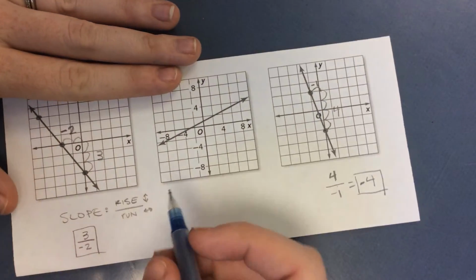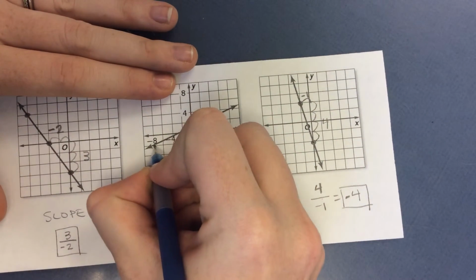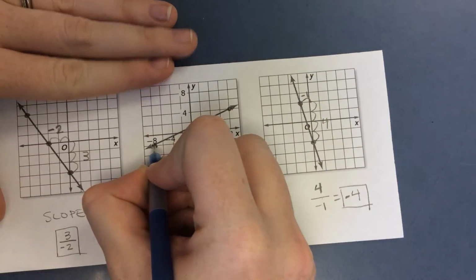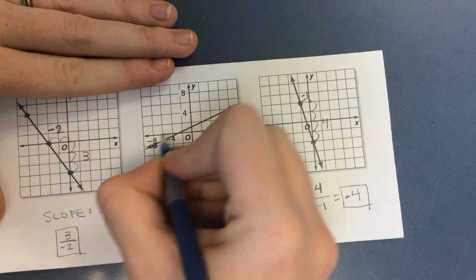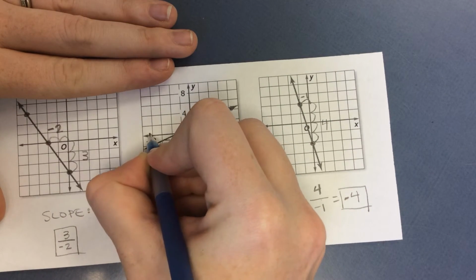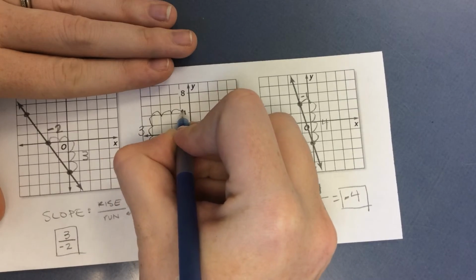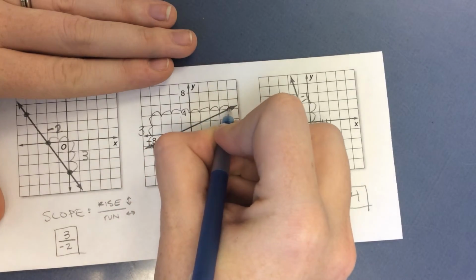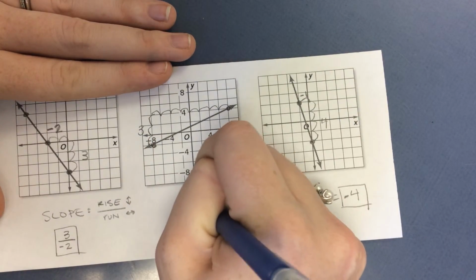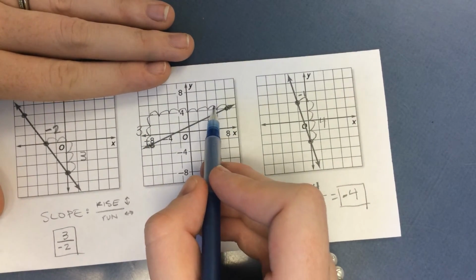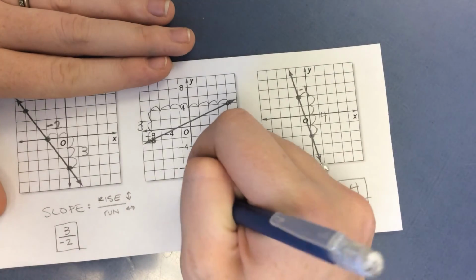We'll try this one too. Here you have a point here and a point here. How far do you have to rise to go from one point to the other? We rise 1, 2, 3. And we run 1, 2, 3, 4, 5, 6, 7, 8. So we went up 3 and over 8. If you go to the right, it's positive. So that's a positive 3 over 8.